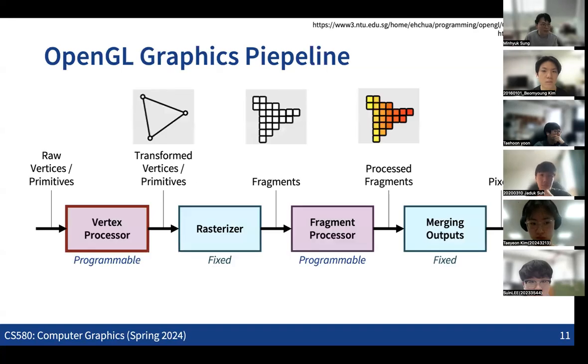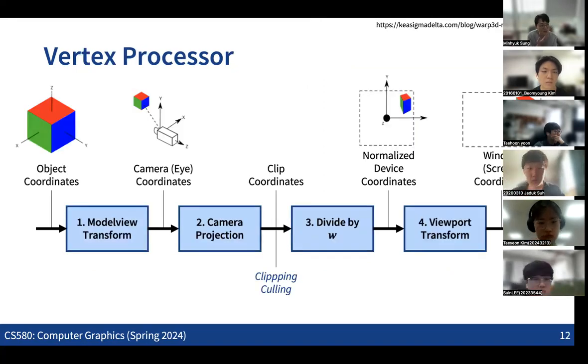Then we're going to have the vertex processor, which also has multiple small components. The components you can see in this pipeline have so many details. There are even multiple lectures to discuss all the details of each component, but we're going to go very quickly through each of them and see what we need to do.